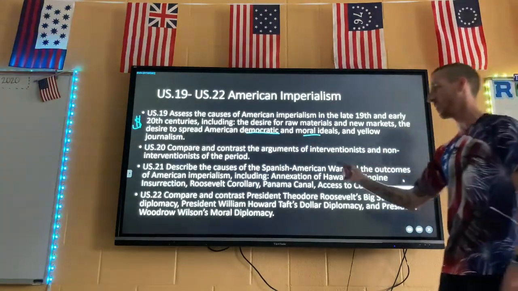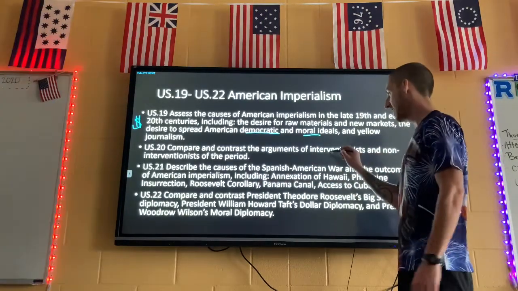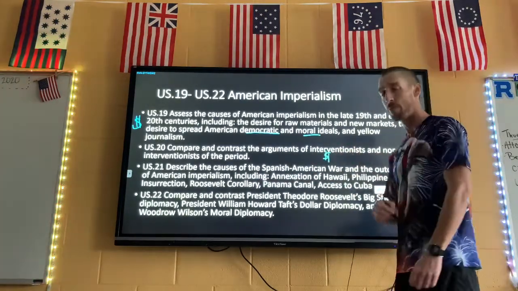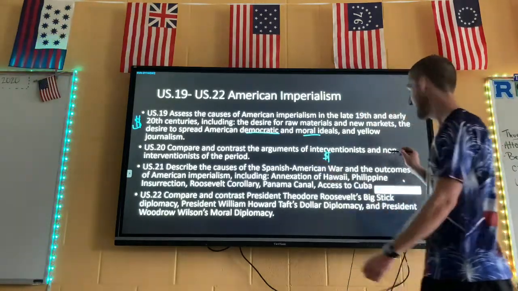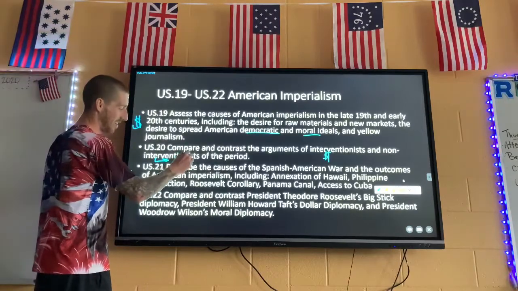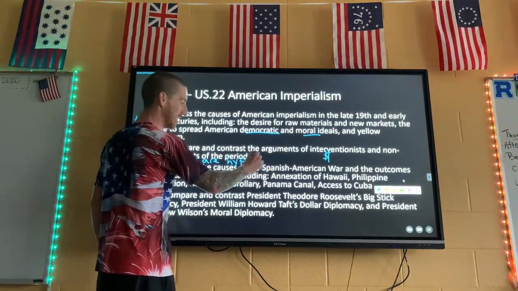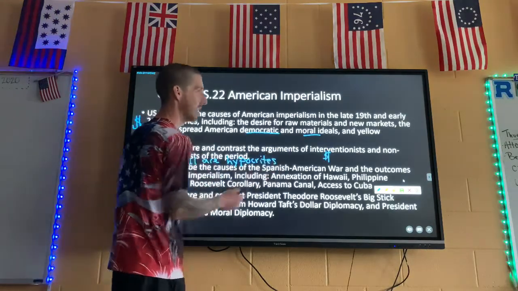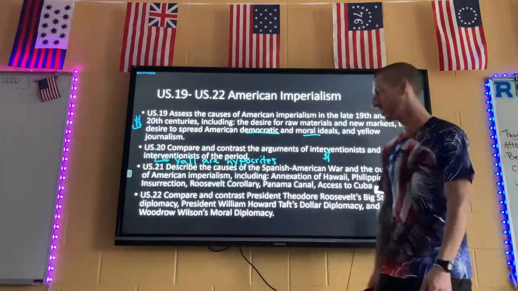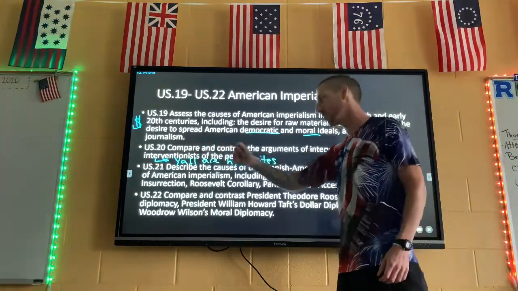Interventionists are imperialists. Non-interventionists are anti-imperialists. Remember, these guys want to show off strength and they want to make money. These guys, they call the imperialists hypocrites. They say, imperialists, you cannot be a true American and a democratic person and believe in democracy and go take over other countries. So they say, y'all are hypocrites, imperialists, not non-interventionists, okay?